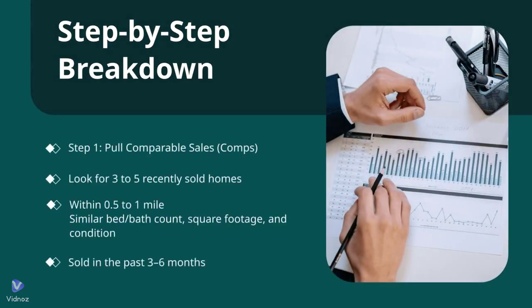Step 1. Pull comparable sales, or comps. Look for 3 to 5 recently sold homes within 0.5 to 1 mile. Similar bed and bath count, square footage, and condition. Sold in the past 3 to 6 months.